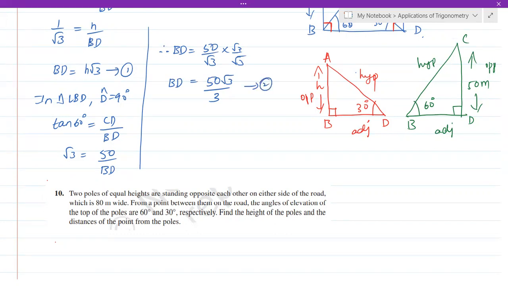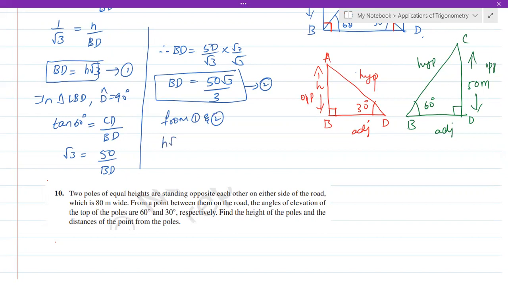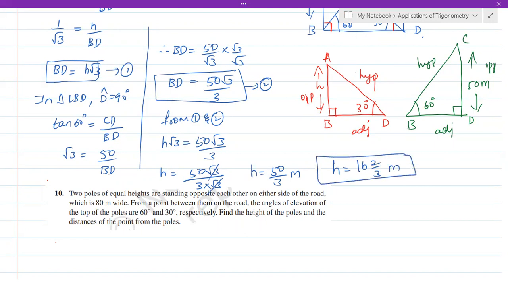From 1 and 2, let's find it. In both the cases, we have found BD. Therefore, we can equate it. From 1 and 2, since LHS and LHS are equal, RHS and RHS will become equal. So H root 3 is equal to 50 root 3 by 3. What we need is H. We don't need this root 3. So send it to the denominator because it's in multiplication. Root 3 gets cancelled. Therefore, H is equal to 50 by 3 meters. Or let's write it as a mixed fraction: 16 2 by 3 meters. So that's the height of the building.